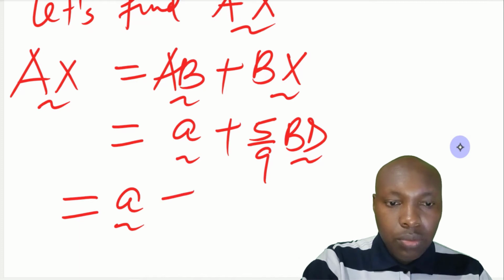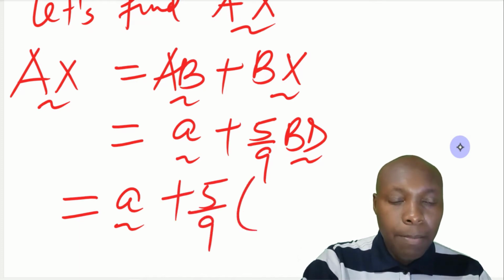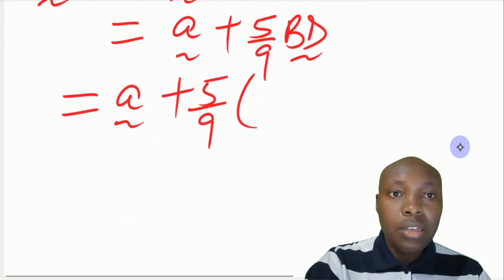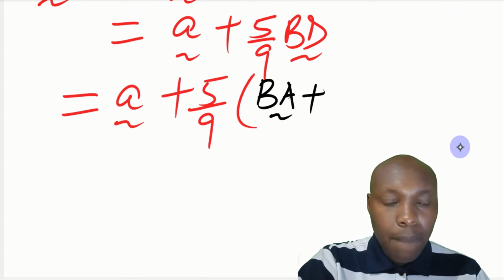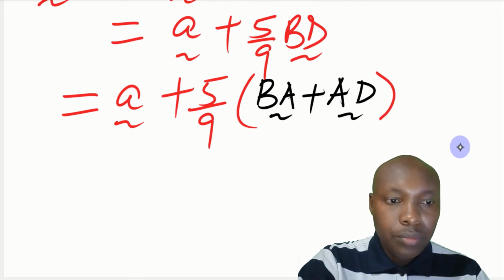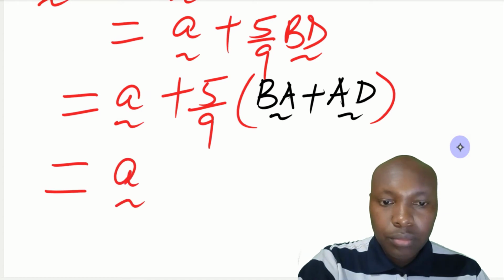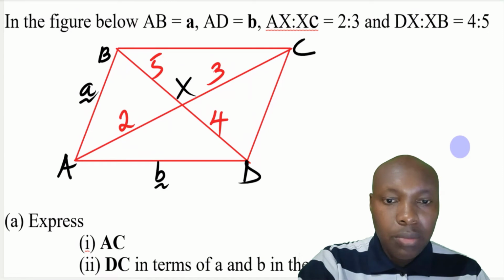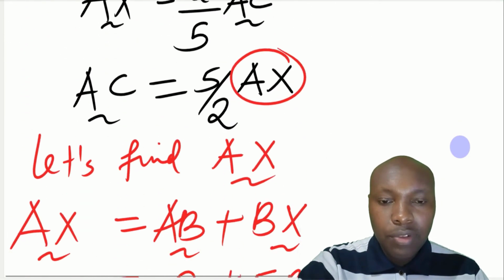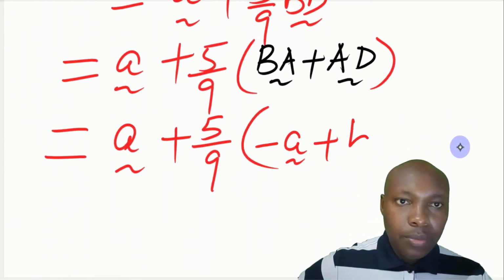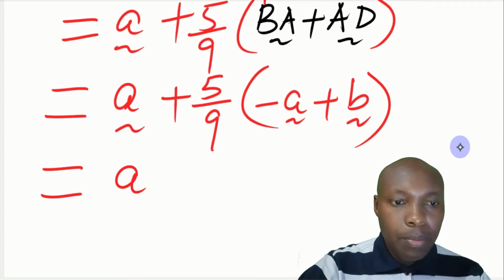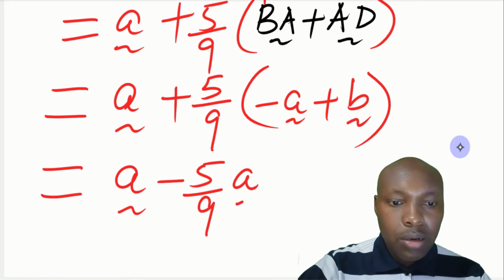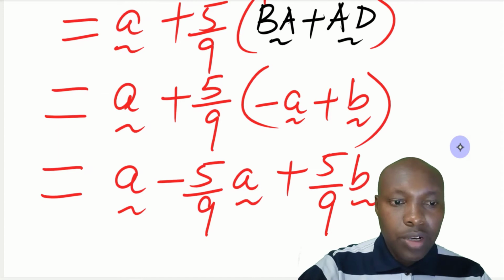So that is equal to a plus 5/9 BD. We need to find BD. From B to D, we are going to follow the route BA plus AD. So BA, we are going in the negative, opposite direction, so it will be negative a, plus AD, which will be given by b. So we open this bracket: a plus, negative 5/9 a, plus 5/9 b.